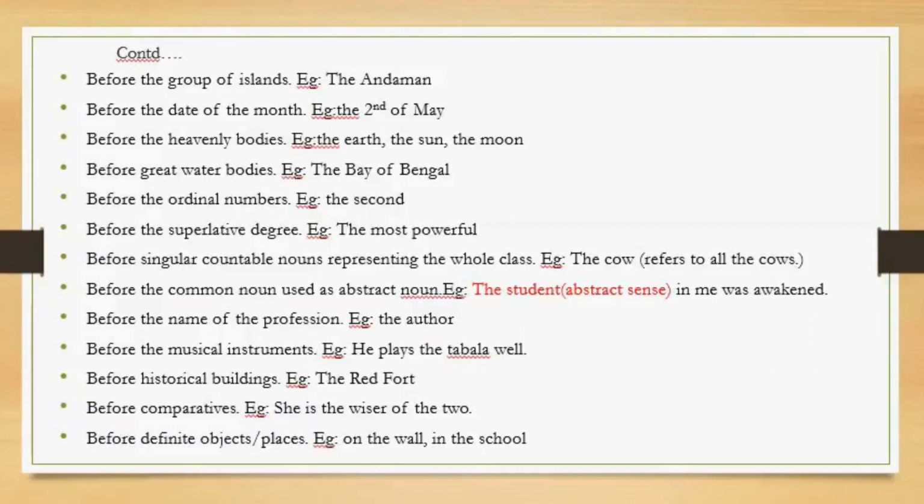Before comparatives. See, in the earlier example I told you that for superlative degree we use the, but here you can see for comparative also I have written the wiser. She is the wiser of the two. We are talking about two people here, and one is not as wise as the other. So comparison has been done. The other person, she is a girl, she is wiser than the other one. So in special cases, we use the in comparatives.